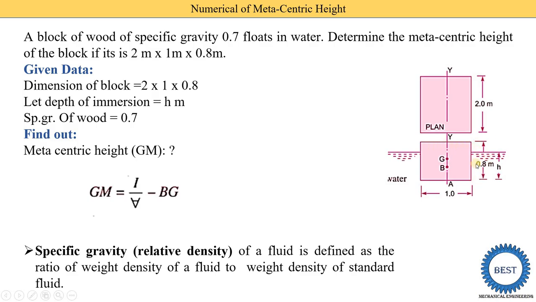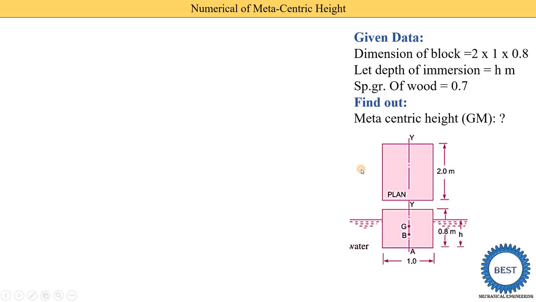The height is 0.8 meters, so the center of gravity means A to G is 0.4 meters. Okay, so first we find out the h. Find out the h.